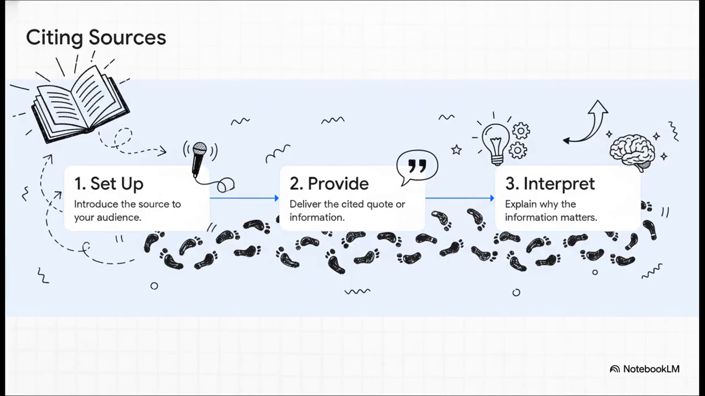Now, this is so important. Once you find that amazing piece of info, you have to give credit. And I'm not just talking about the bibliography at the end. You need to cite your sources while you are speaking. It builds your credibility with the audience in real time. It's a simple three-step move. First, set it up. Tell us who you're about to quote. Then, deliver the info. And finally, and this is the key, interpret it. Tell us why it matters.